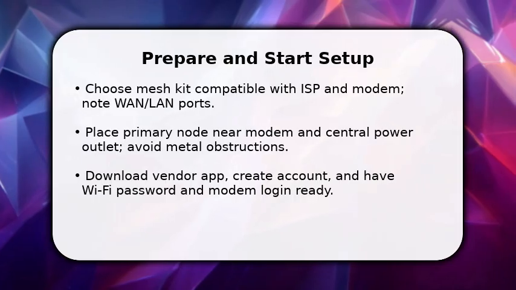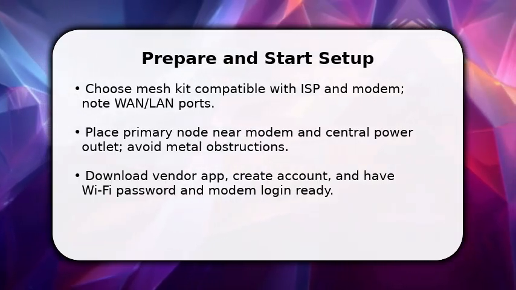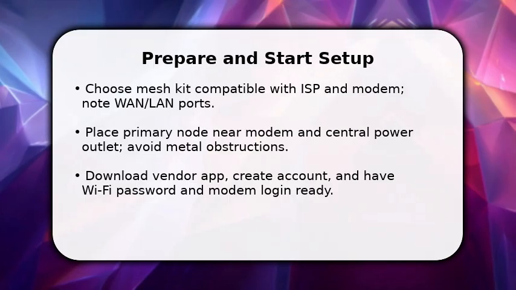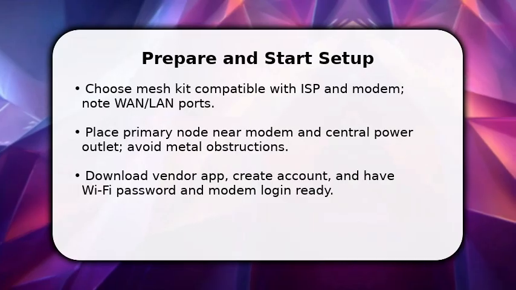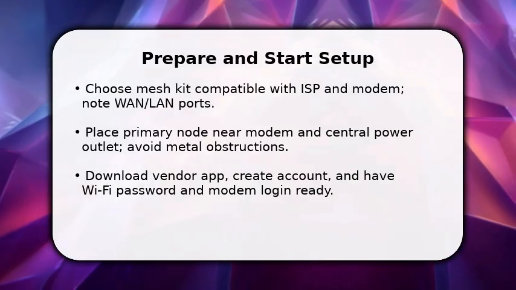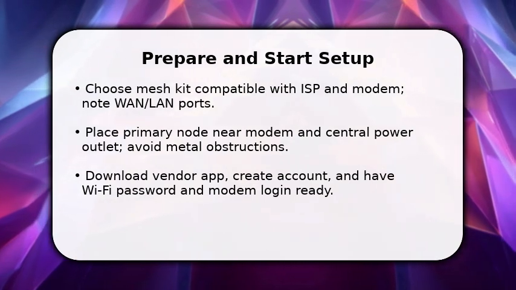You will enter your ISP modem credentials and pick a network name and password. Make sure to name the two 2.4 GHz and 5 GHz bands clearly if separate. This avoids confusion during device migration. This first step gets the backbone online, so you can add satellite nodes next.